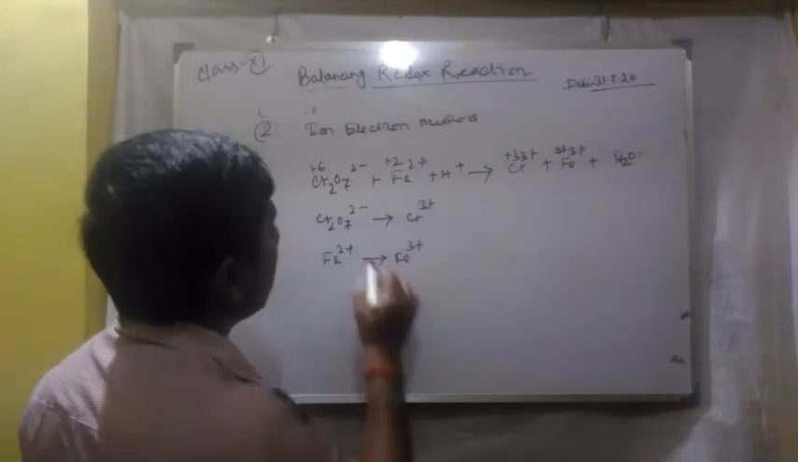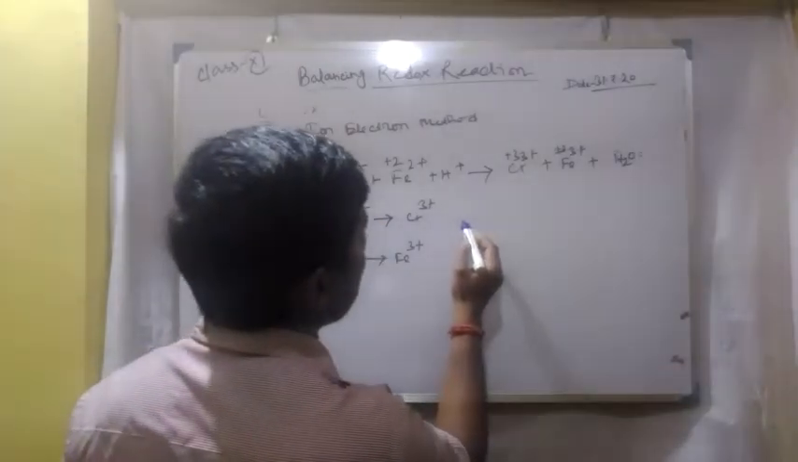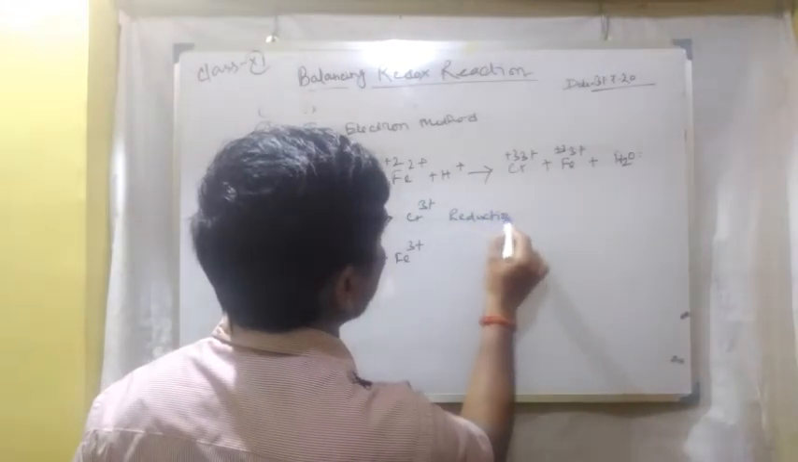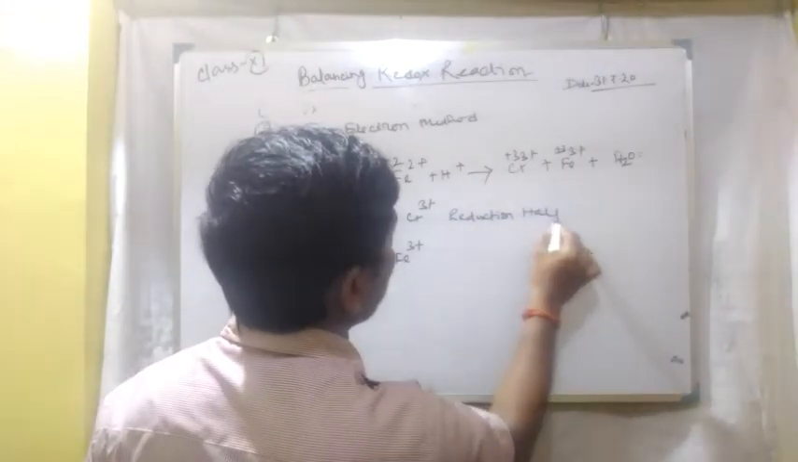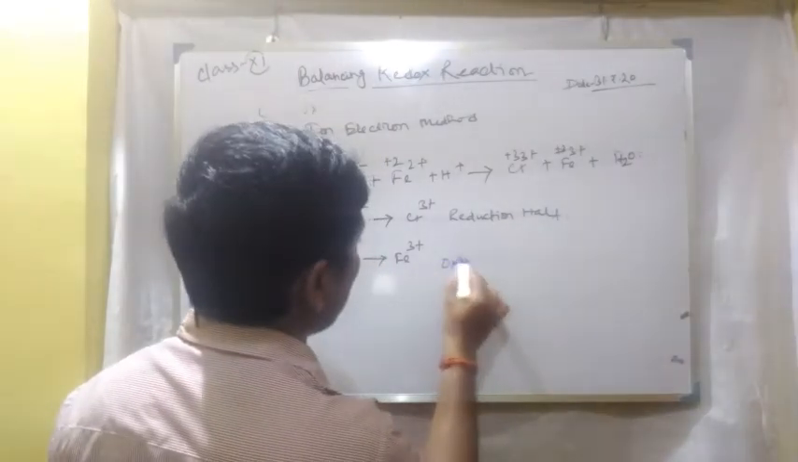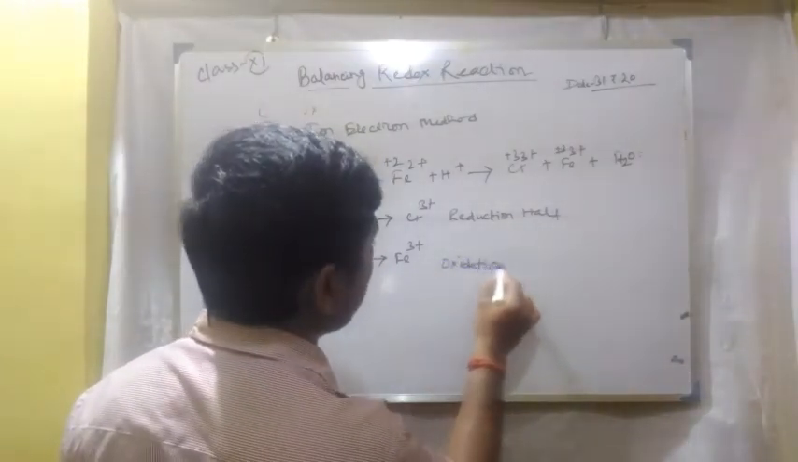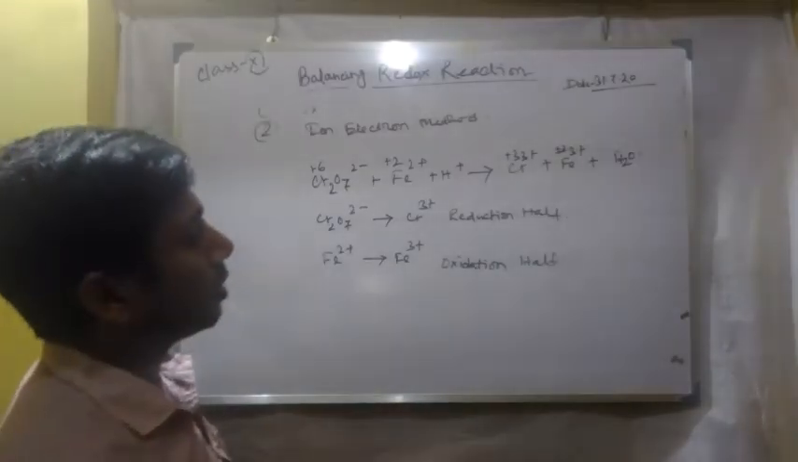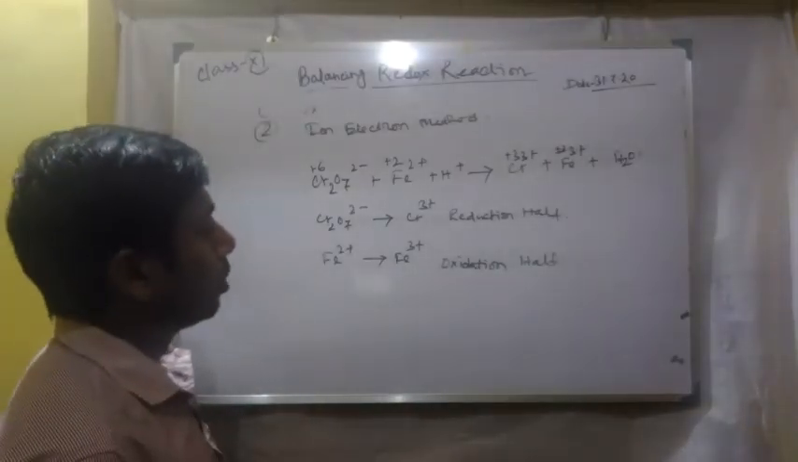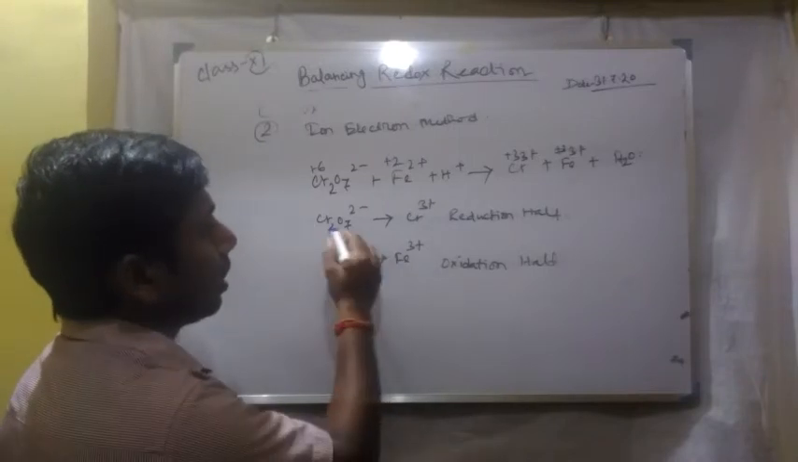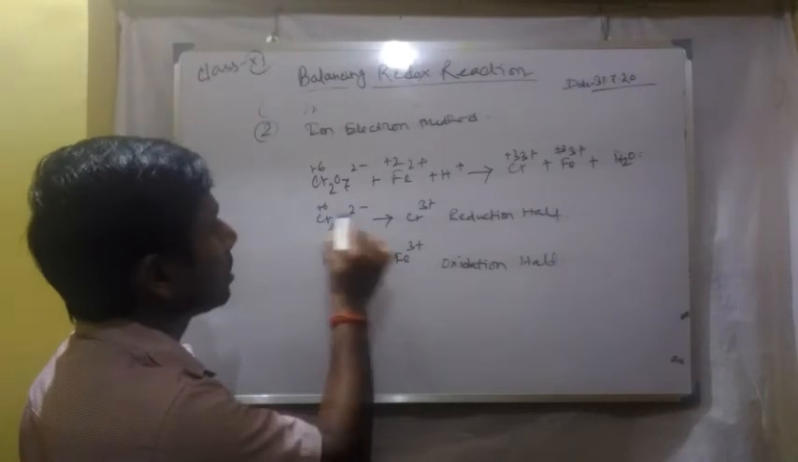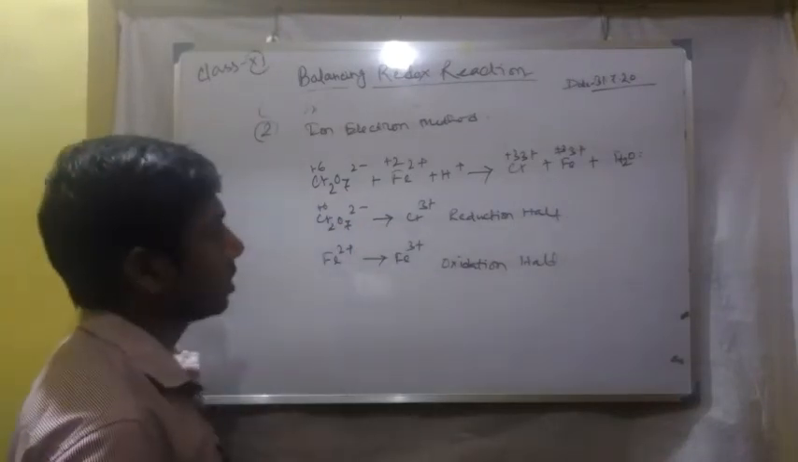This is the reduction half, and this is the oxidation half. Okay, so this is the reduction half and this is the oxidation half. Now how can this reaction occur? That is from plus 6 oxidation state to plus 3 oxidation state.